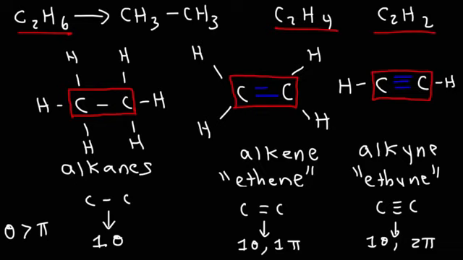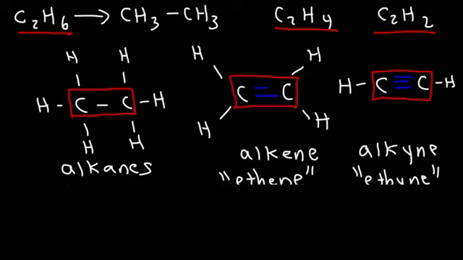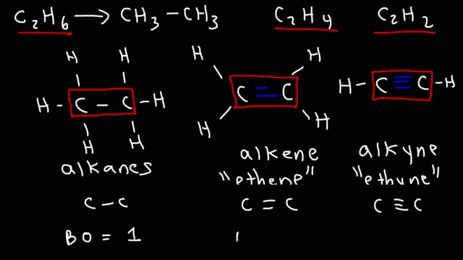Now the next thing we're going to talk about is bond order. What is the bond order for a single bond, a double bond, and a triple bond? This one is pretty straightforward. For a single bond, the bond order is 1. For a double bond, the bond order is 2. And for a triple bond, the bond order is 3. So that's just something to know.